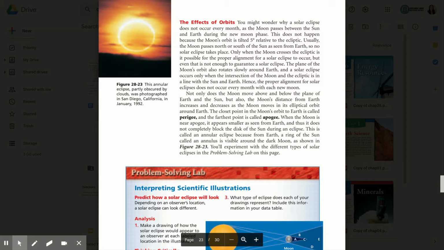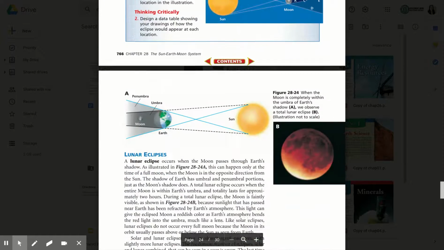The closest point in the moon's orbit is called perigee, and the furthest point is called apogee. When the moon is near apogee, it appears smaller as seen from Earth, and thus it does not completely block the disk of the sun during an eclipse. This is called an annular eclipse because from Earth a ring of the sun, called an annulus, is visible around the dark moon, as seen in Figure 28-23. You'll experiment with the different types of solar eclipses in the problem-solving lab on this page.